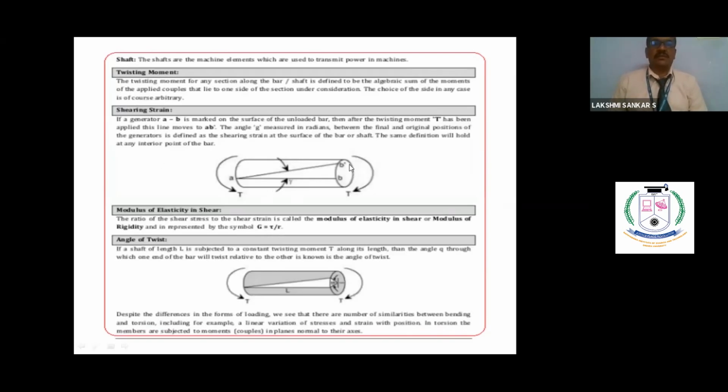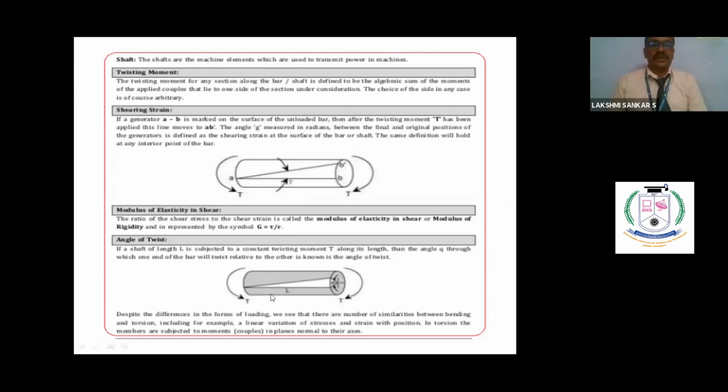What is shearing strain? Because of load, at a point A, B will move to B dash because of the twisting moment applied at the end. The shearing strain is noticed. What is the modulus of elasticity in shear? That is nothing but the G value, tau by gamma. Modulus of elasticity in shear is the shear modulus, or modulus of rigidity; they are the same. That is tau by gamma, shear stress by shear strain.